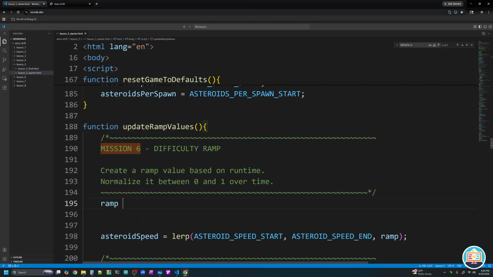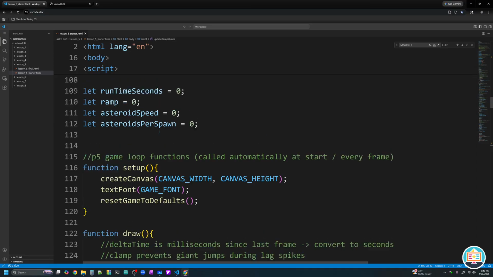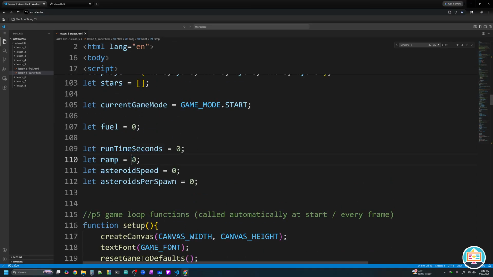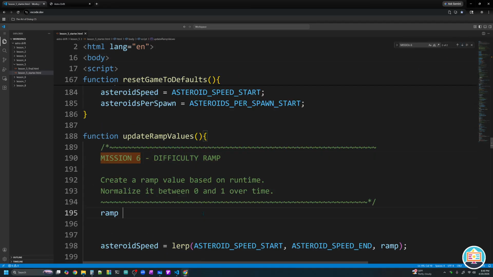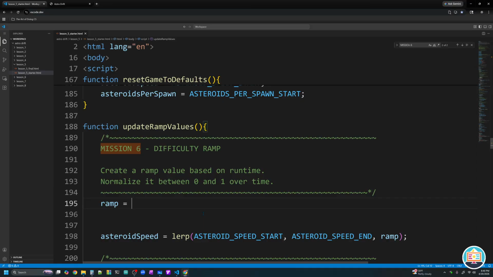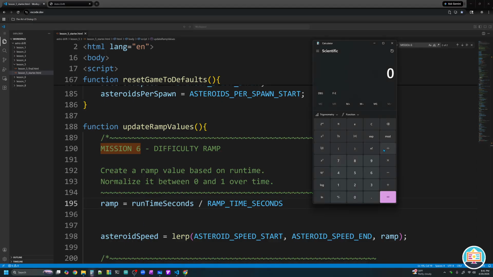So I'm going to update that variable that we had looked at called ramp. Remember, we defined it here in our gameplay variable section, right? It's right here, ramp. It was equal to 0. So now we are going to update it. So I'm going to say ramp is equal to run time seconds divided by ramp time seconds. So runtime seconds when we start the game is 0. Ramp time seconds is 120. So let's just see, what's 0 divided by 120? Well, 0 divided by 120 is, no surprise there, 0. That's going to pin us right at the start of our ramp.